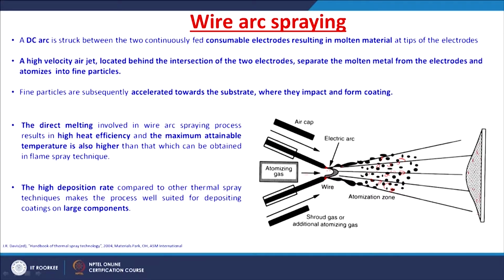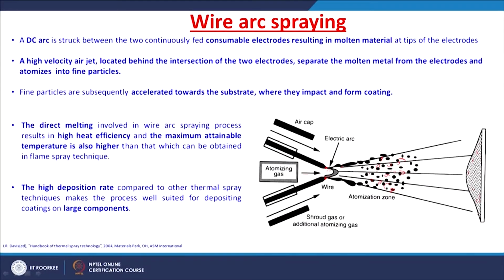The direct melting involved in this wire arc spraying process results in high heat efficiency, and the temperature attainable is also higher than that which can be obtained using the flame spray technique. The high deposition rate compared to other thermal spray techniques makes this process suitable for depositing coatings on large components. So, in industrial practice, large components can be coated by using this wire arc spraying technique, right.